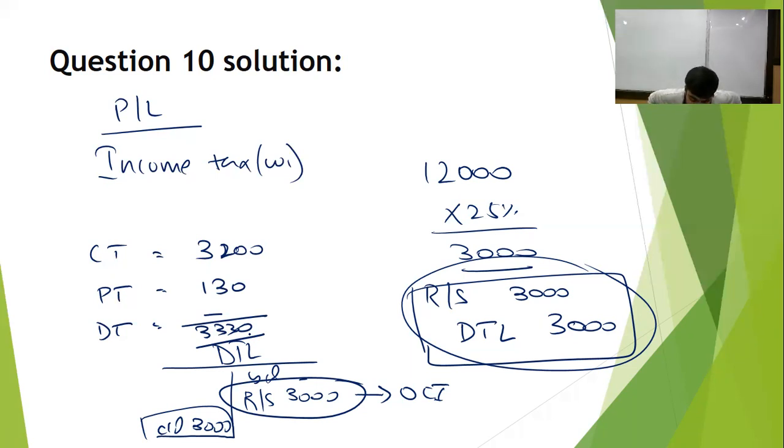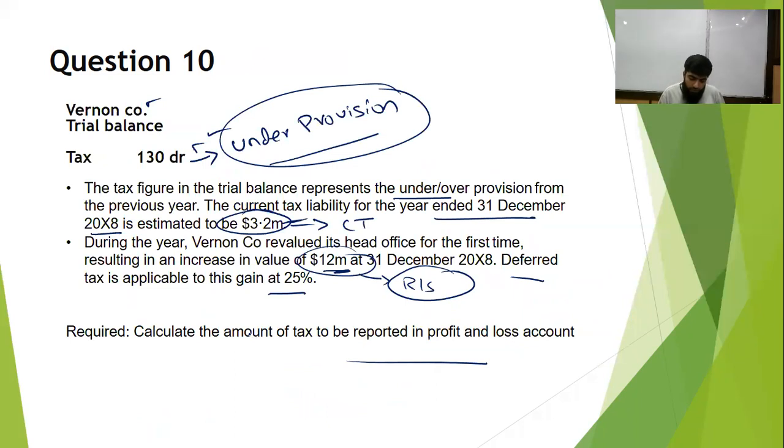PT stands for prior tax, prior period tax. We have already discussed these terms. CT, that is the current tax. PT, that is the prior period tax. DT, that is the deferred tax. And the prior period tax was already given in the question. If you just look at the question, the tax balance was 130 debit balance. If it is a debit balance, it means it's an under provision.